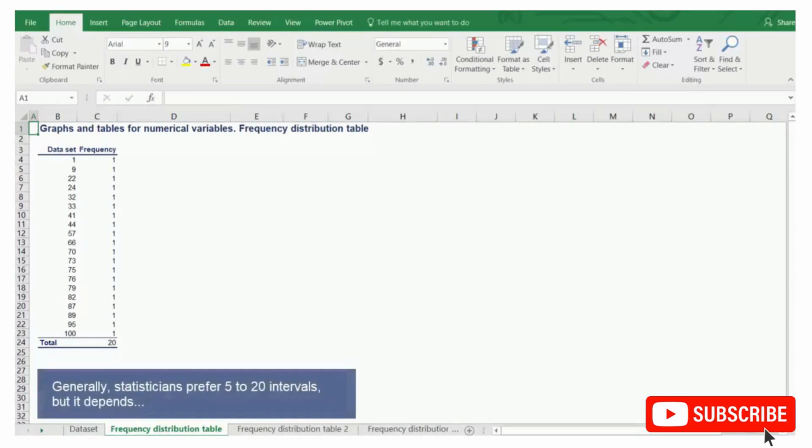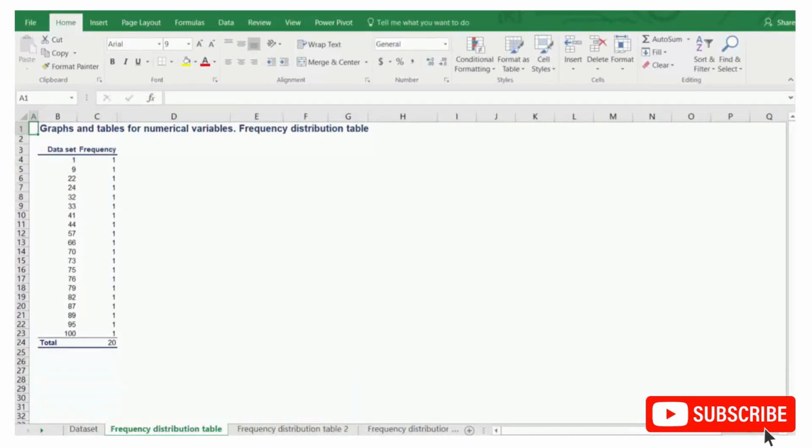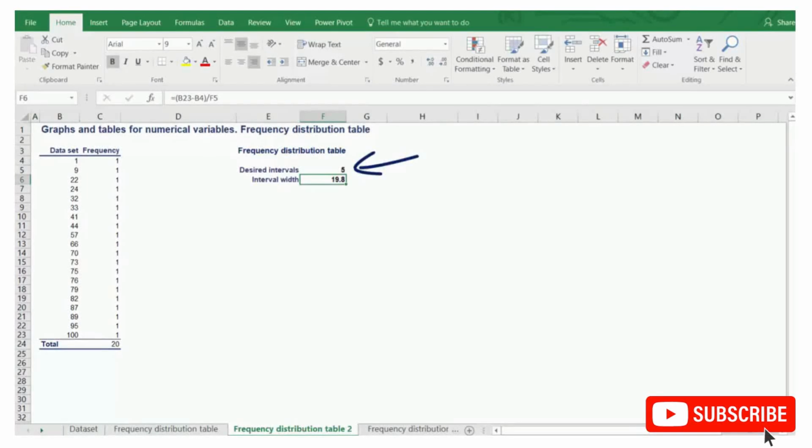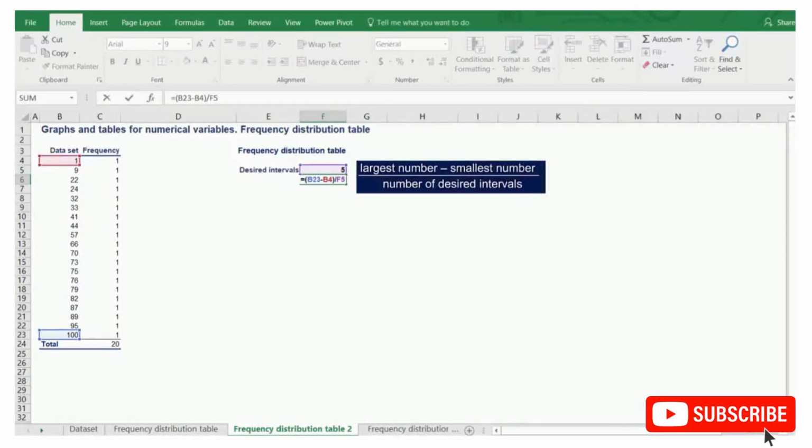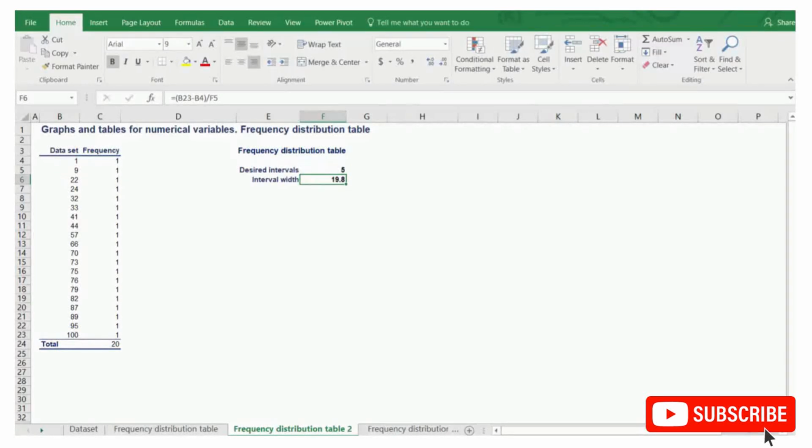Generally, statisticians prefer working with groups of data that contain 5 to 20 intervals. This way, the summary can be useful. However, this varies from case to case, and the correct choice of intervals largely depends on the amount of data we are working with. In our example, we will divide the data into 5 intervals of equal length. The simple formula that we use is as follows. The interval width is equal to the largest number minus the smallest number, divided by the number of desired intervals. In our case, the length of the interval should be 100 minus 1, divided by 5.